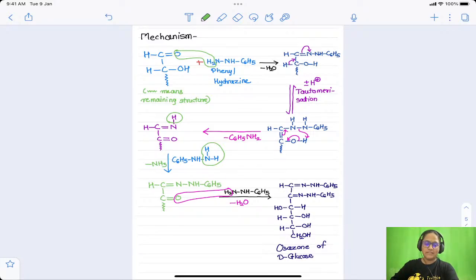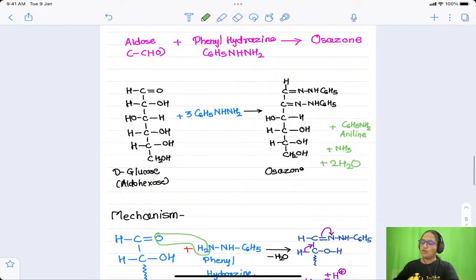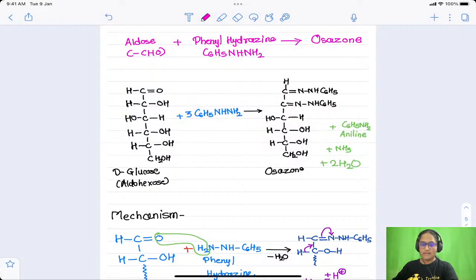Okay, so let me just explain the mechanism part again. I hope you have taken the screenshot. In the general reaction you can see that for one molecule of glucose or any aldohexose, not only for glucose, 3 molecules of phenylhydrazine are required for osazone formation. Now, by observing the product, we get confused about where the third molecule of phenylhydrazine is. You can see only two C6H5NH groups here, but where is the third one? That third one is in the form of the byproduct aniline.